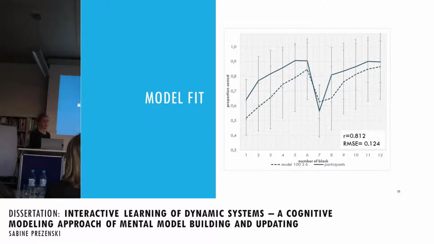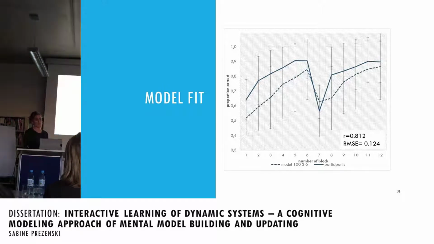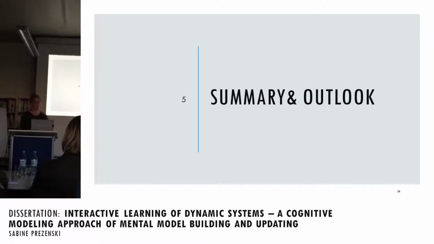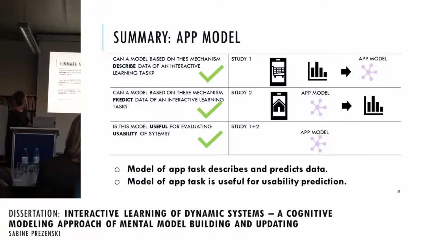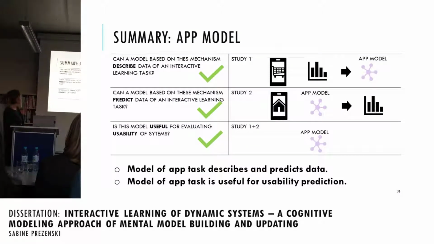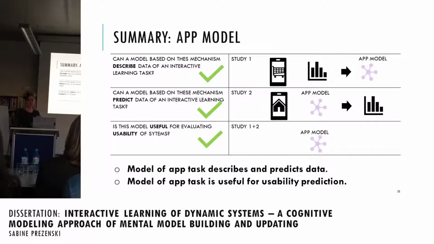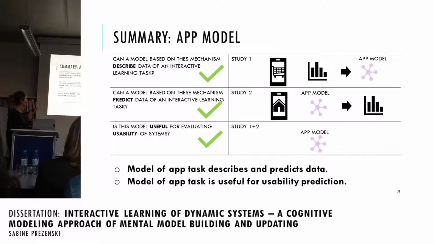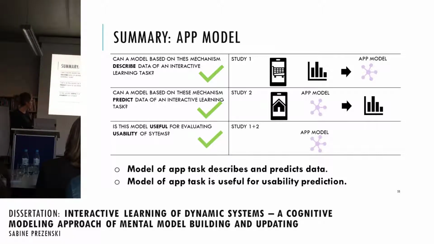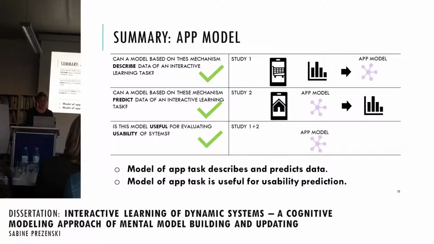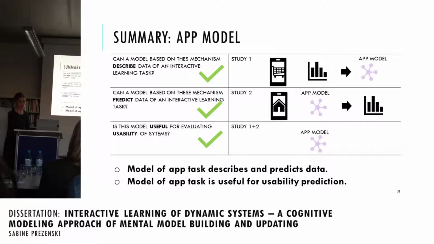However, the main effects are in the model. Okay, so now let's sum up and give an outlook. So the first question was, can a model based on these mechanisms describe data of an interactive learning task? I think it can. The second question was, can it predict the data? It can. And is it useful for evaluating the usability of systems? I think it's very useful for usability prediction.